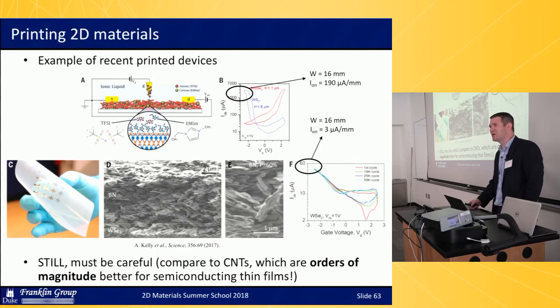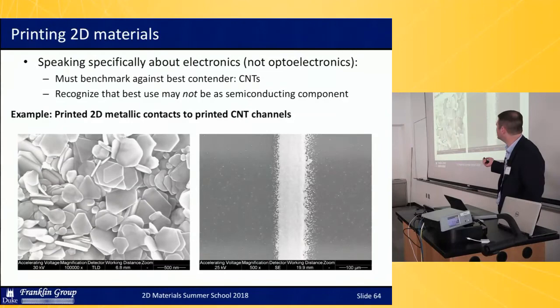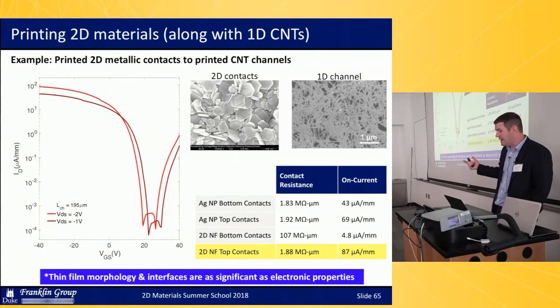So one of the things we do is use 2D materials that are not semiconducting, like for instance, nanoflakes that are conducting, and use those in order to print contacts so that we have more control over the morphological structure and the interface between those and a really good known printed semiconductor like carbon nanotubes. So the result is that we can make these really nice devices where every layer is printed, and in this case, these nanoflakes and the nanotubes is the channel.